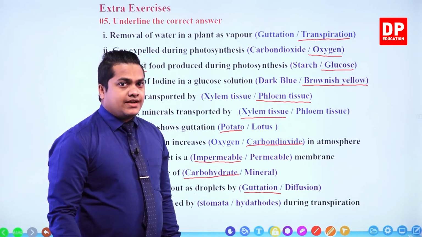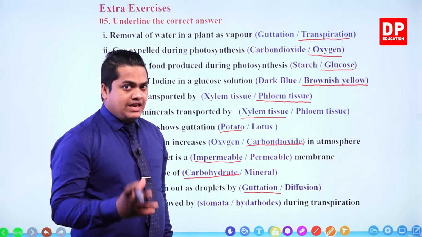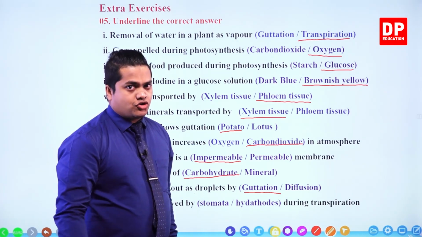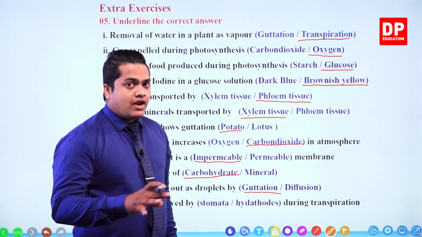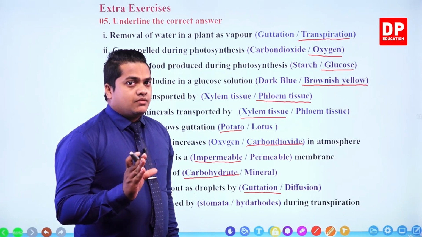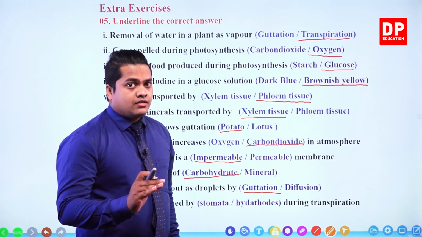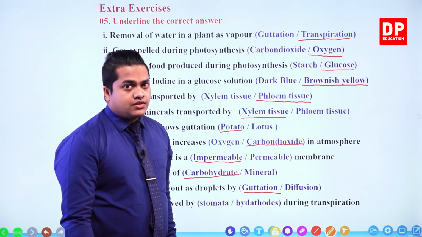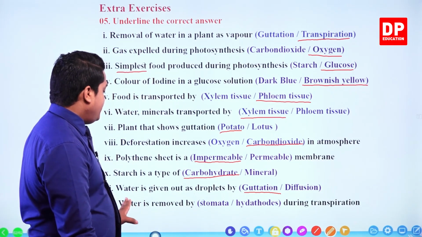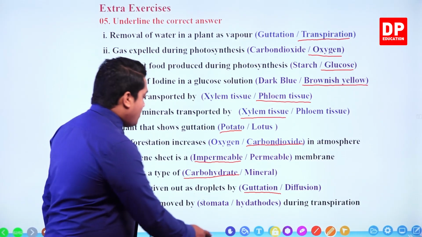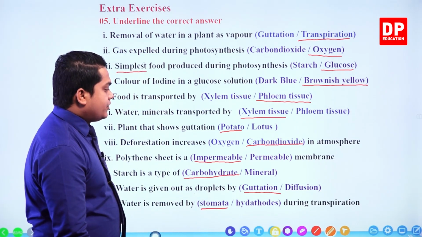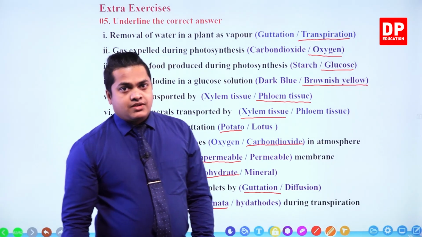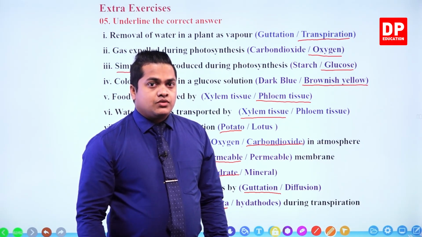You know that water is removed by the leaves through hydathodes by the process of guttation. In transpiration, the water is expelled through stomata as water vapor. So my dear children, the answer for this question would be water is removed by stomata during transpiration, right? During transpiration, water is removed as water vapor through stomata.